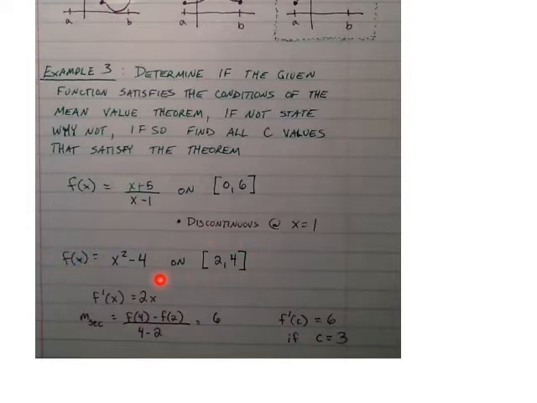In the next case, we have a polynomial, and polynomials are always very nice to us. This polynomial is continuous everywhere, it's differentiable everywhere, and we don't have to test for Rolle's theorem, so it's continuous and differentiable everywhere. So we can satisfy the conditions of the mean value theorem, so we should be able to find a C. So we take the derivative, and we take the slope of the secant, and we find that the derivative is equal to the slope of the secant at a C value of 3.